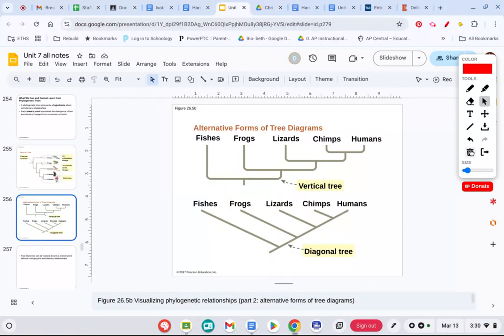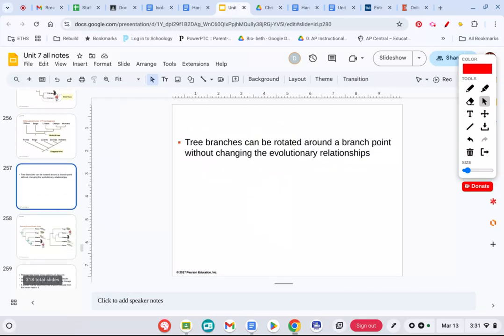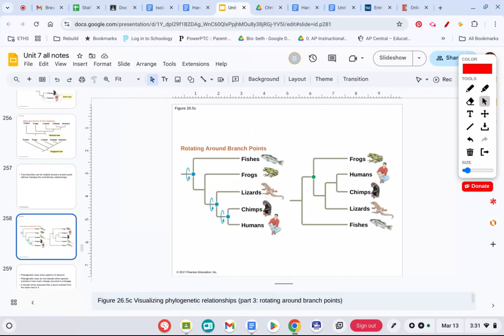Here's another couple of them, and sometimes they're done in a diagonal fashion, sometimes they're done in vertical. We can see that chimps have a closer common ancestor than, say, lizards with chimps or frogs with lizards do. So that's one way of looking at it. We can also look at it in a diagonal fashion. We can also rotate around a branch, so I can flip the way these are shown. I could have lizards kind of in the middle here, or I could have lizards flipped, and with the chimps and the humans kind of in the middle there, and the lizards down here.